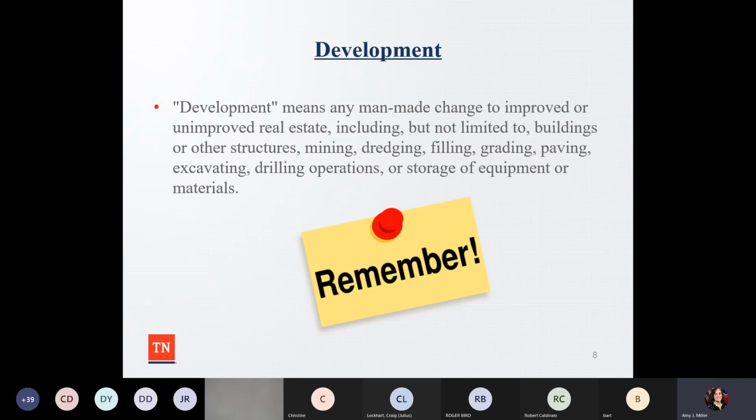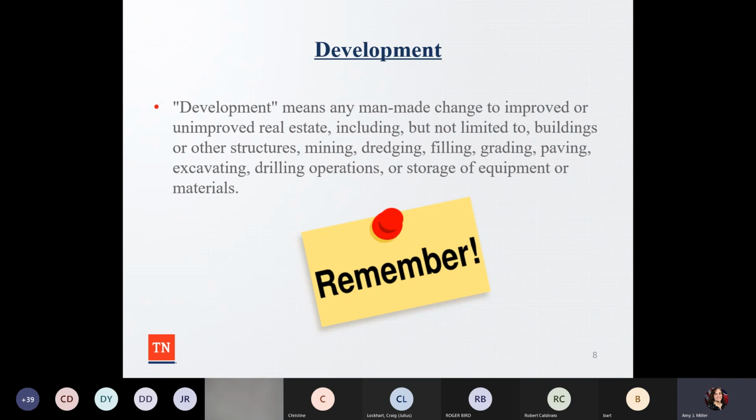So I always give the example: if I had a bakery, let's say Miller Bakery, and it was really well received and I didn't have enough parking, and it was in the floodplain and I needed to extend the parking lot, I'm going to come in and get a permit for filling, grading, and paving, right? A lot of people don't think about that. Or if I'm putting in a new road for development, that's considered development in the NFIP, as well as excavating, drilling operations, and storage of equipment or materials.